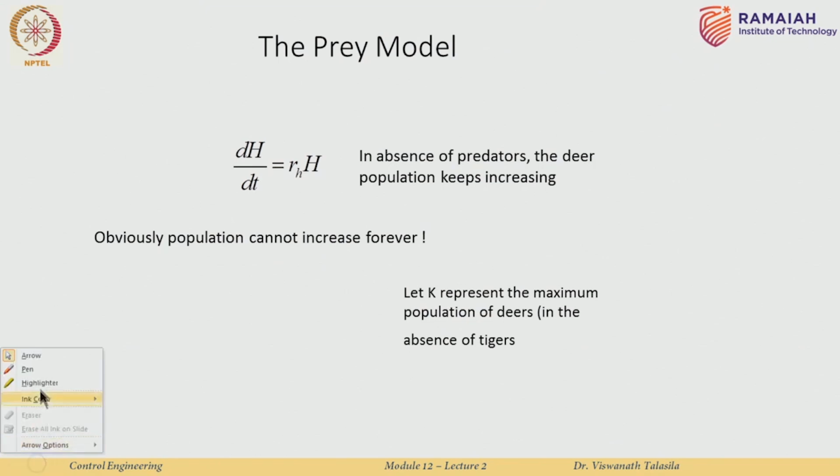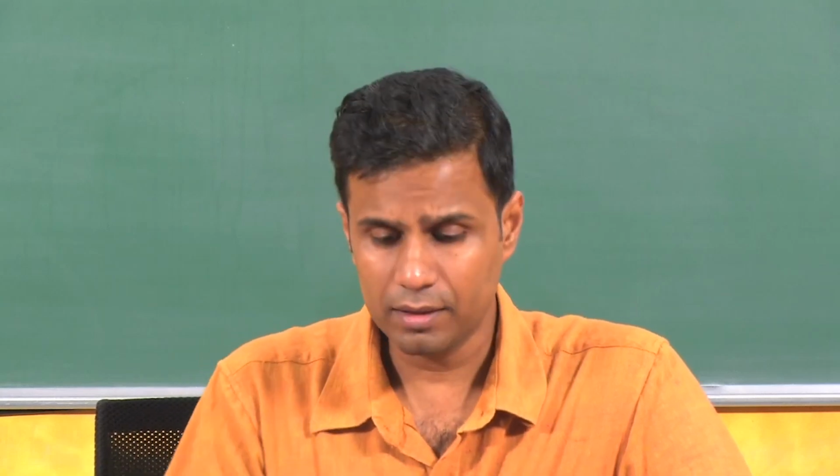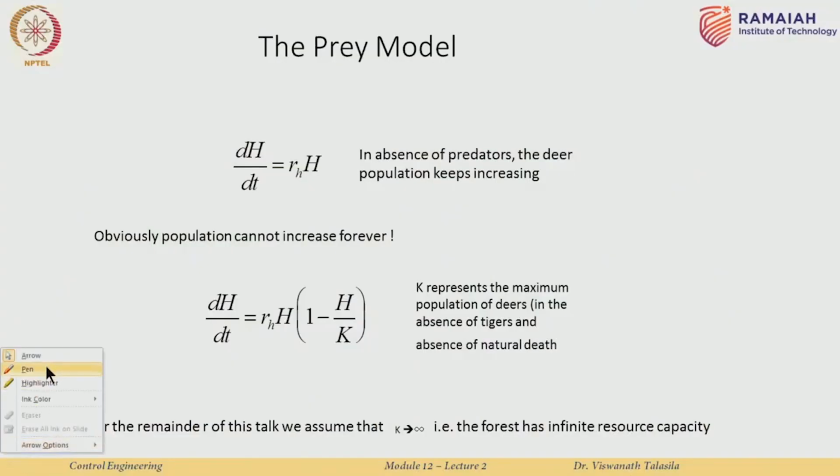And the way that we would model this constraint is to say that let k be the maximum population of deers which this particular jungle or the ecosystem can actually support. And the number of deers cannot go more than k, and the way you would model that is by this expression over here. What this expression basically tells us, so this part is the same as what we have seen before, the growth rate or the reproduction rate of the deers, then you have a 1 minus H by k. H is generally less than k.